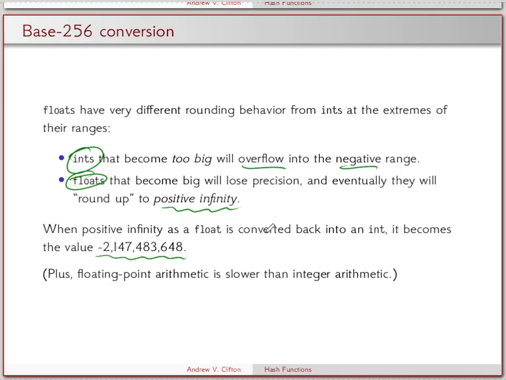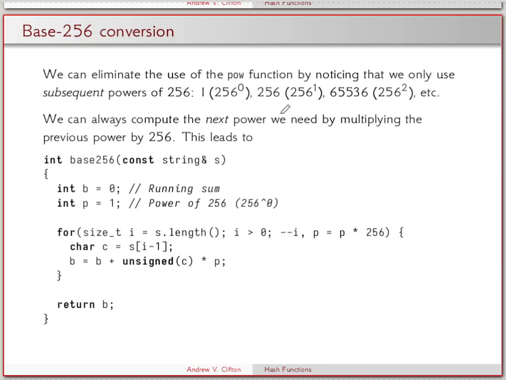So we want to get rid of the POW function in here. That's the first thing we need to do. We can notice that we're basically just going from 1, which is 256 to the 0, to 256, to 256 squared. So we're not just getting random powers of 256, right? We go from one power to the next.